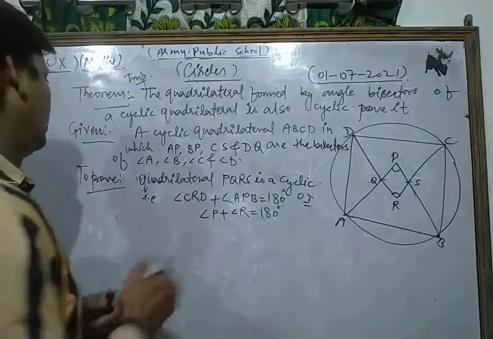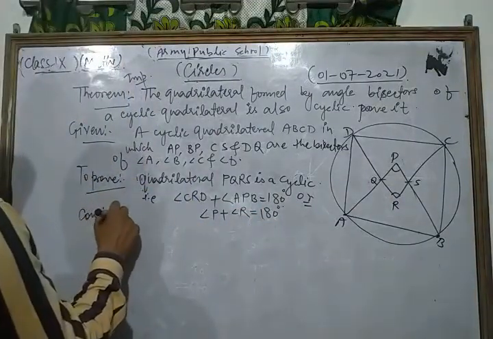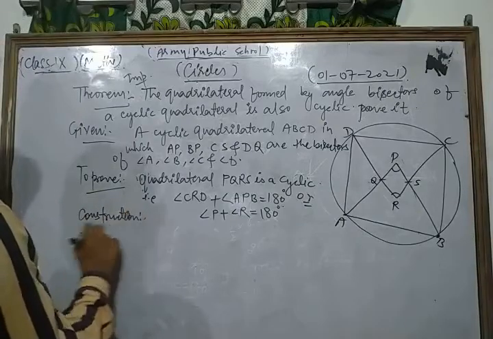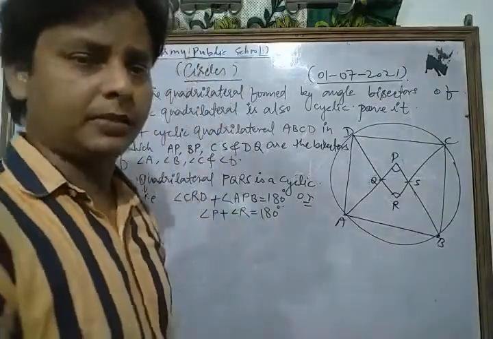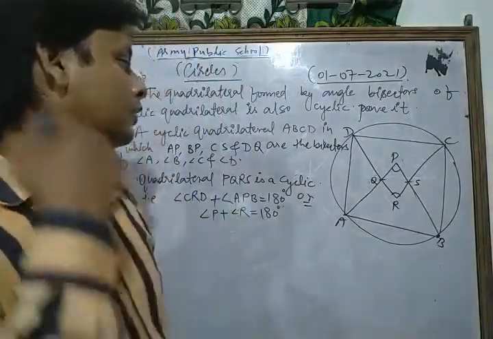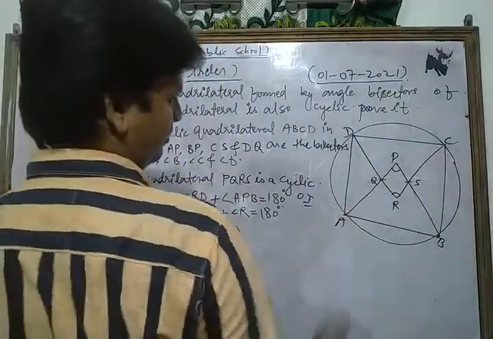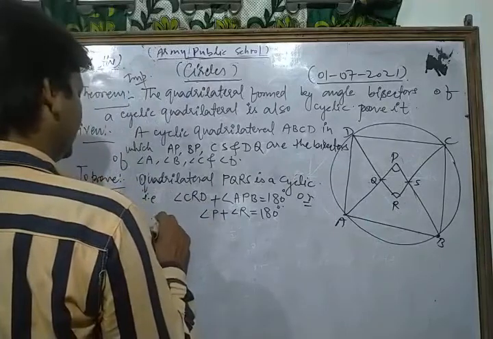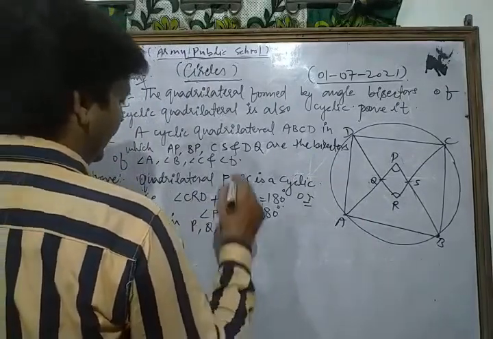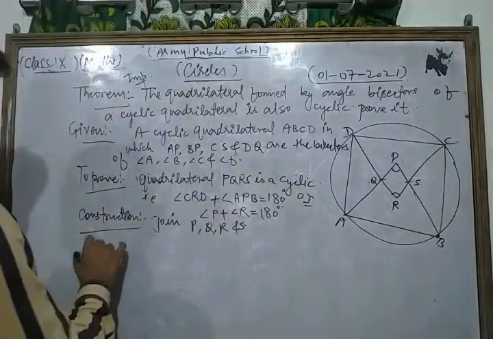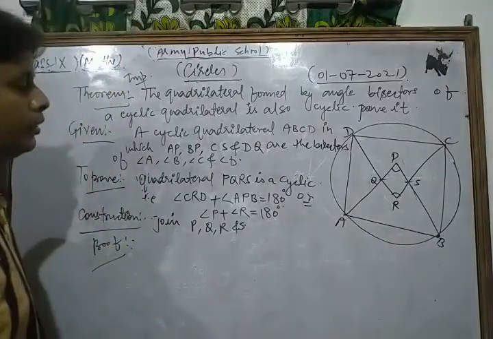Now we write the construction. In construction, what do we do, dear students? We just join. We generally write: join P, Q, R and S. Okay, now let's see its proof. We write its proof. Now look.